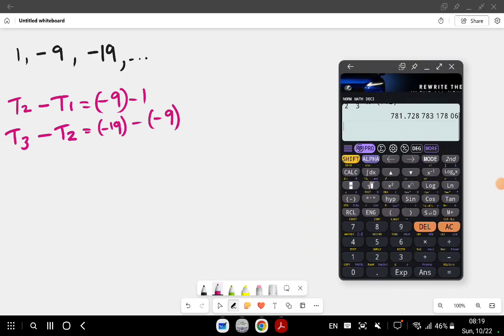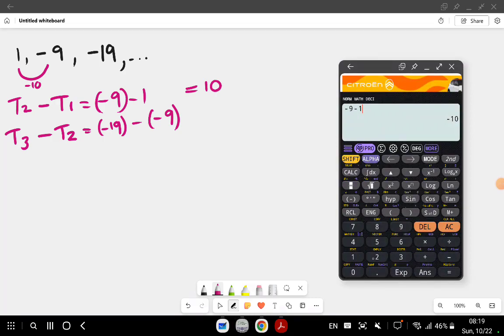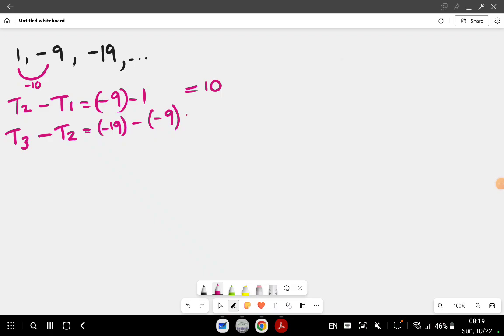Let's try this. So we are going to say -9 minus 1. That gives me -10. From here to here, it's -10. Then I'm going to say, clear that, -19 minus -9, that gives me -10. Oh, I didn't put the minus sign there. -10. Oh, goodness. -10 and -10. From here to here, it's -10.